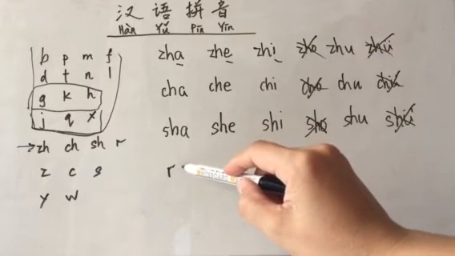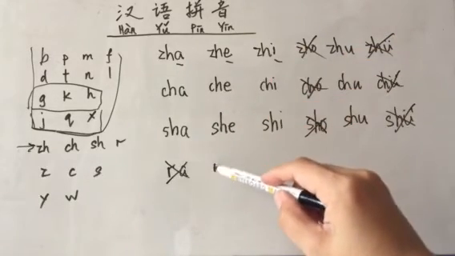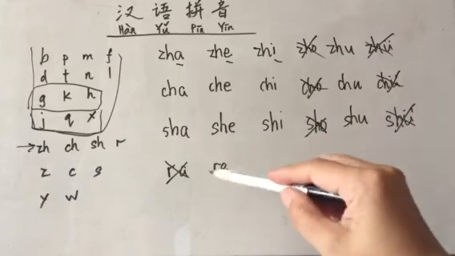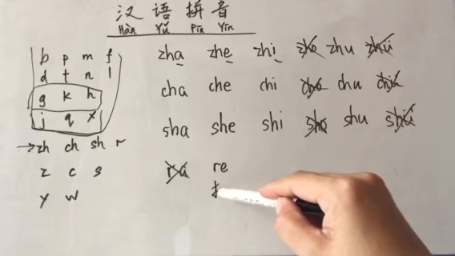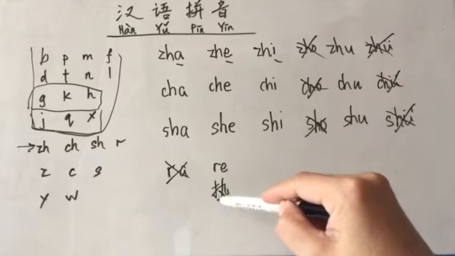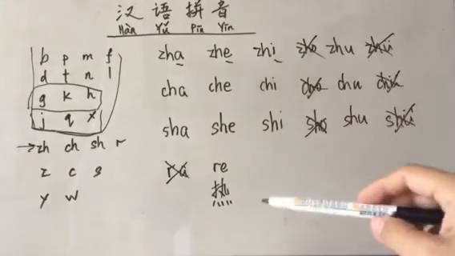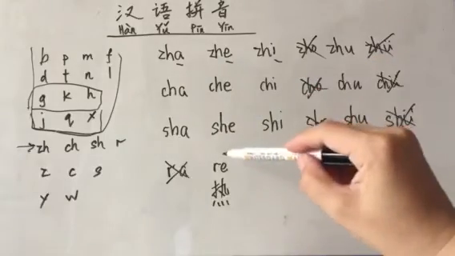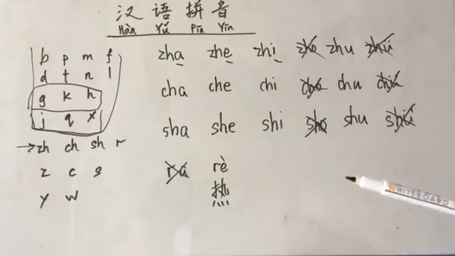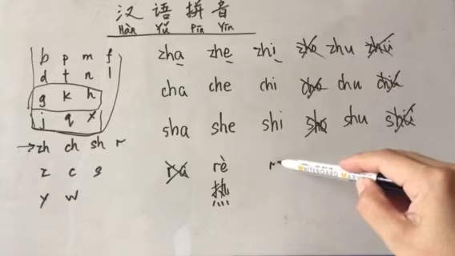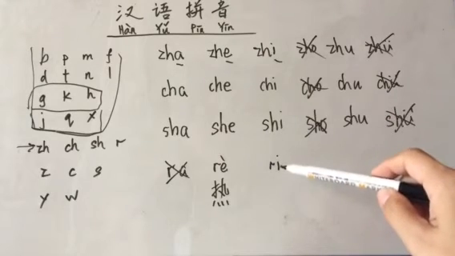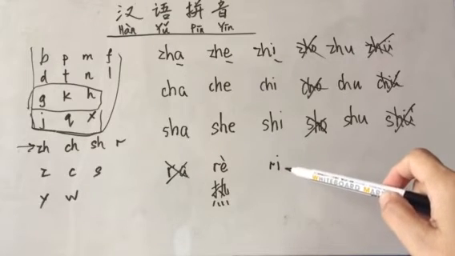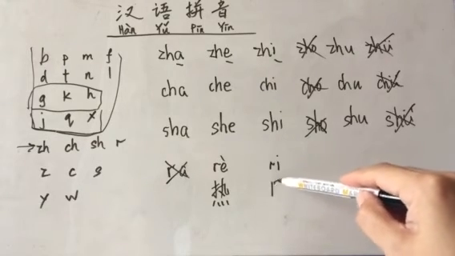日, no such thing. 日, 热. 太阳很热. The sun is scorching sun. 热, 4th tone. Sorry, one extra. So you put it this way. 日, i, 日. 4 tones. This is 日.